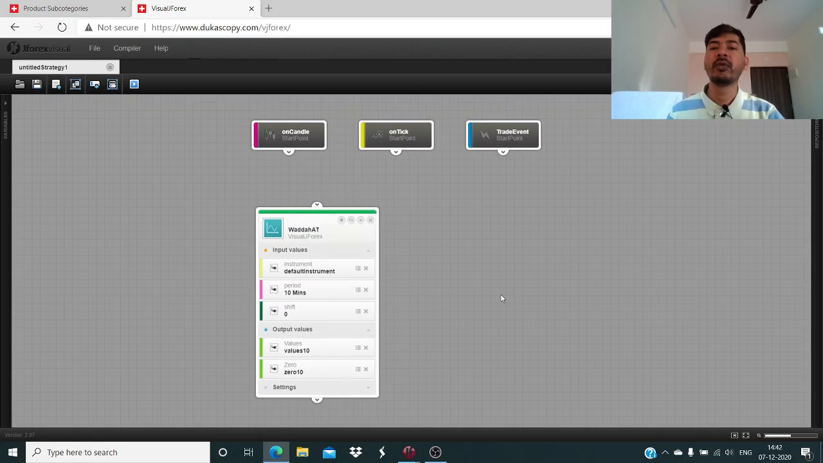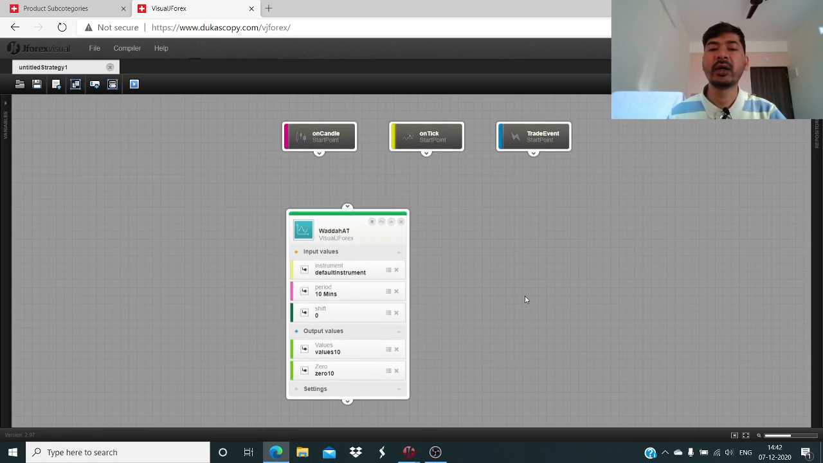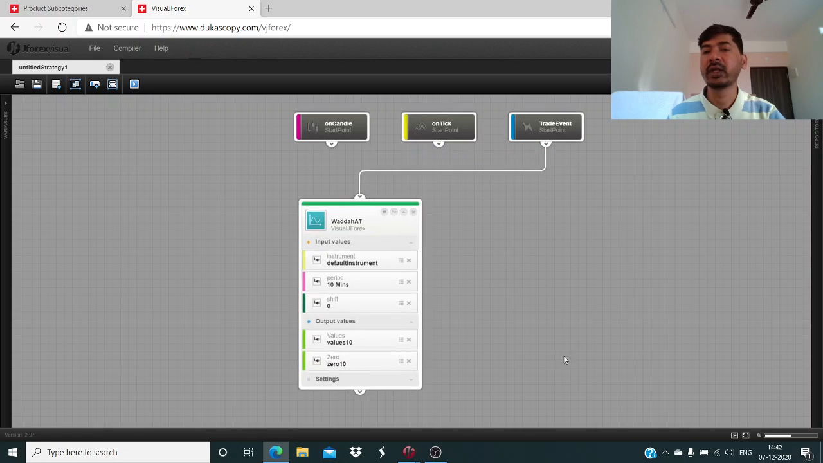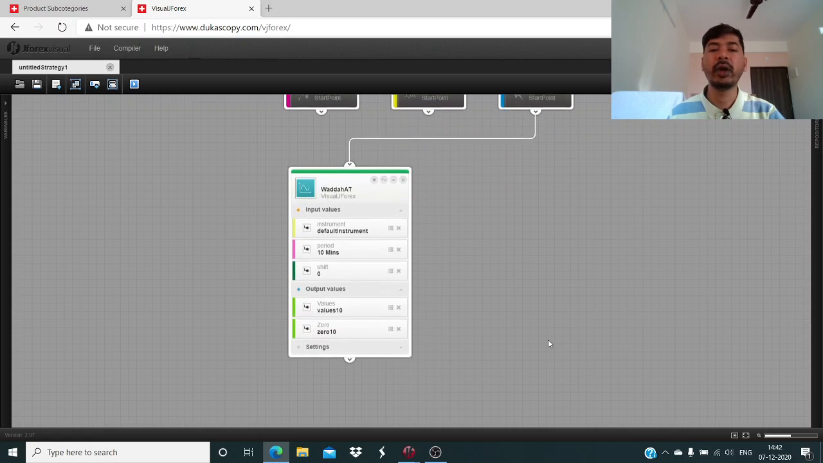And for initializing the trade setup, we have to use any of the start point. Any one of the start point will do. You can utilize on candle, on tick, or trade event as per your requirement. For today's session, I will be using the trade event as our start point.